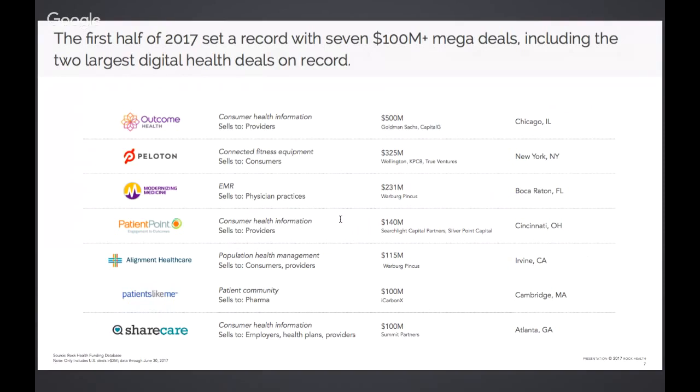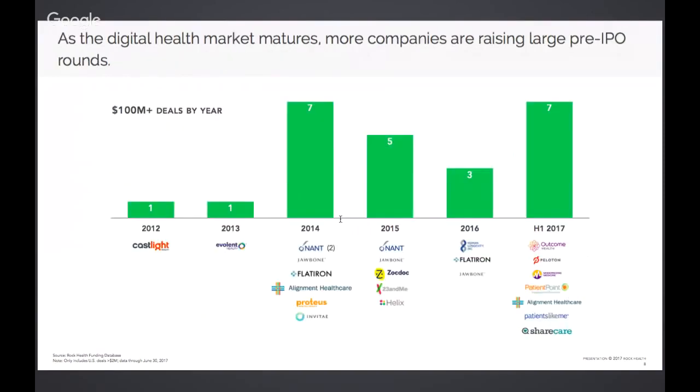So 7 mega deals this half, and the next slide will really put that into perspective for you. The last time we had 7 mega deals was in 2014, and that was the entire year. So we've already matched that year. I think you can put your bets on that we'll probably beat that record in 2017. If you look at these companies, nearly a quarter of them have gone on to raise money on the public markets. That includes Castlight, Evolent, Nant Health, Invitae, and then one of them, Jawbone, as we heard recently, will be shutting down.